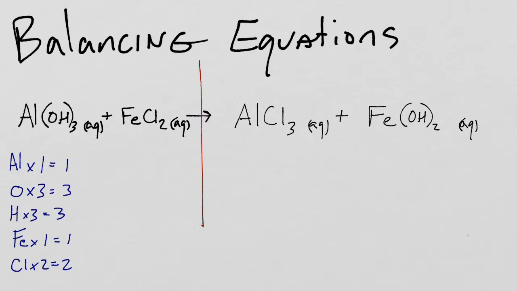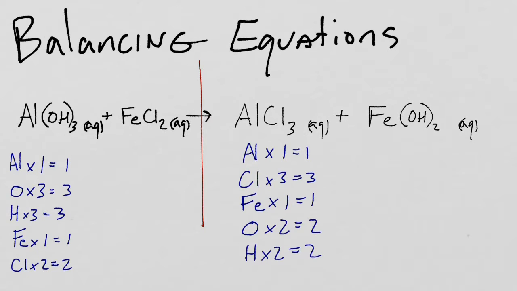So now on the other side, here it's a little different. We've got 1 aluminum, 3 chlorines instead of 2. We've got 1 iron, and we've got 2 oxygens and 2 hydrogens instead of 3, like we had on the other side. So we need to increase the number of oxygens on this side. So we need more oxygens, we need more hydrogens, and over here we need more chlorine.